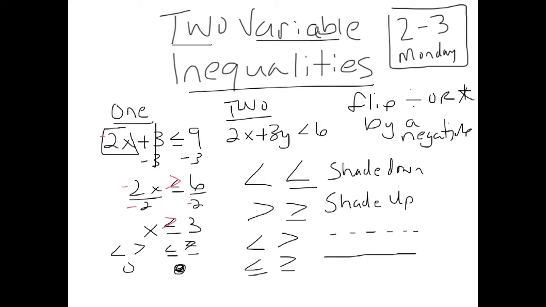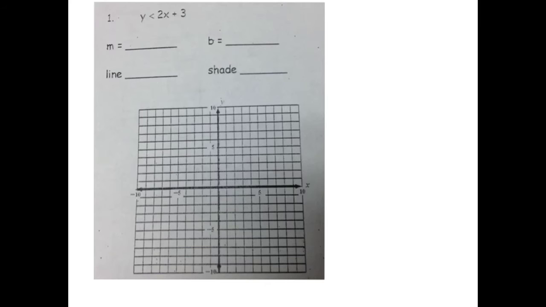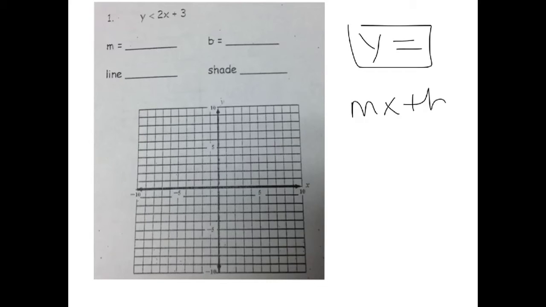Alright, let's get straight into some problems. So we want to graph these. We have to get them solved for y. We call it y equals still. It's really not y equals in this case because we don't have an equal sign, but it's getting y by itself. This one already has y by itself. So then we're going to identify m and b so that we can graph.